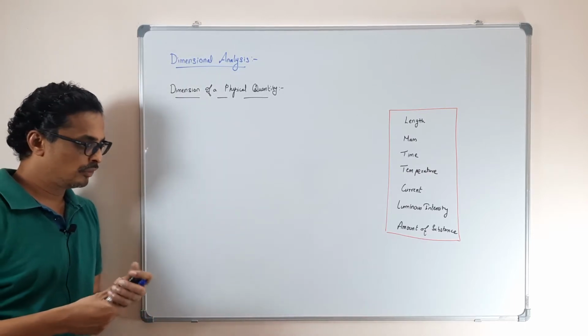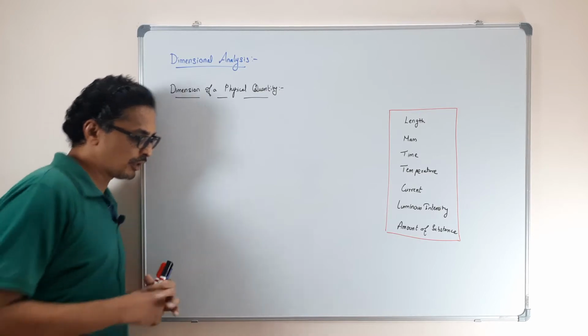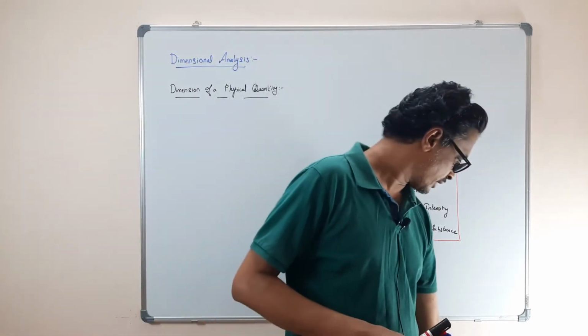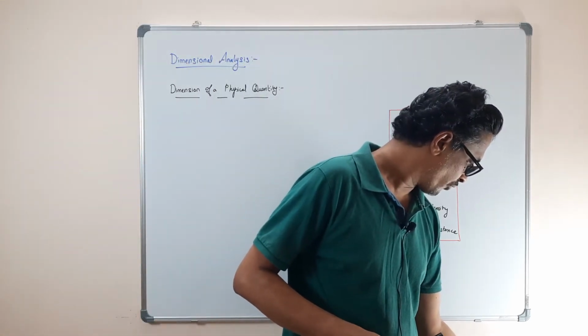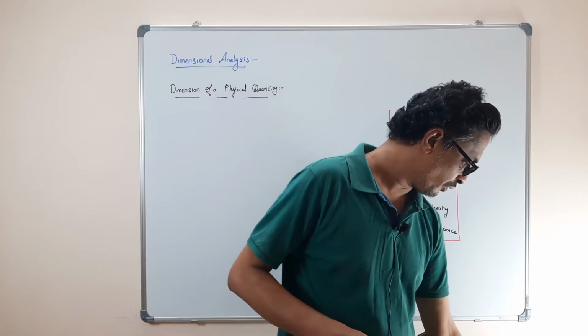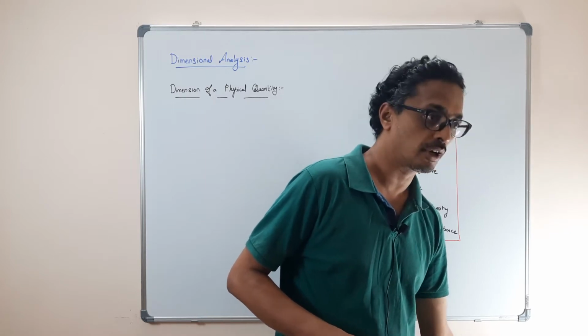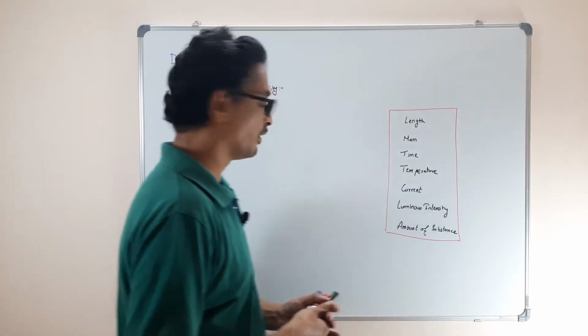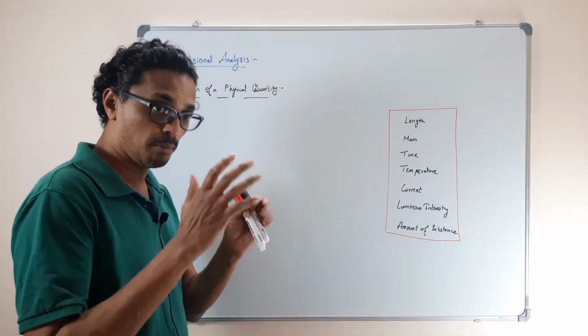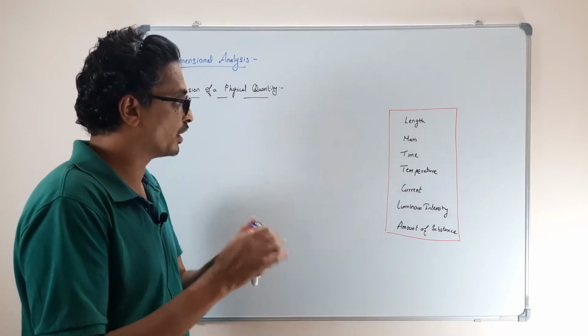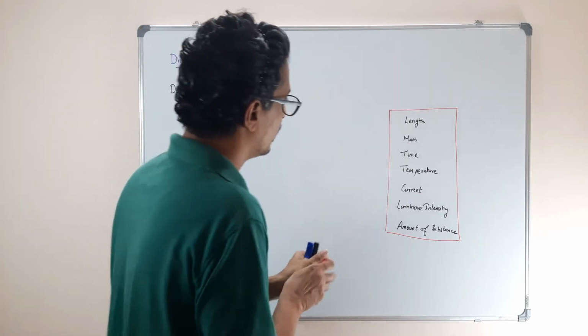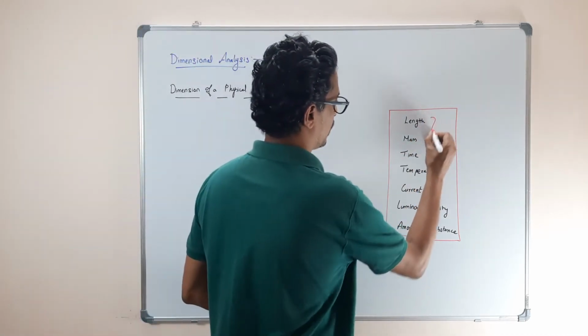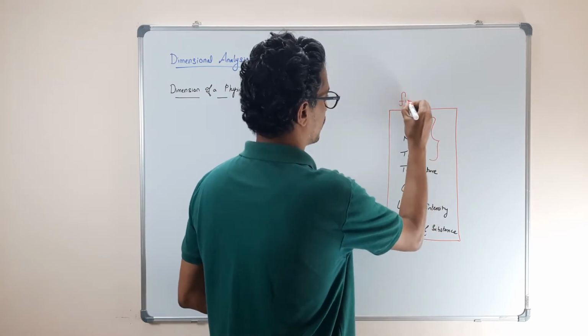Okay, in the last two classes we saw what the fundamental quantities and derived quantities are, and then we saw the three most important fundamental quantities. That is these three, correct? Length, mass and time. So these are the fundamental quantities.